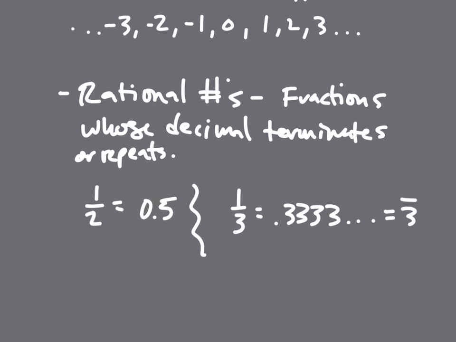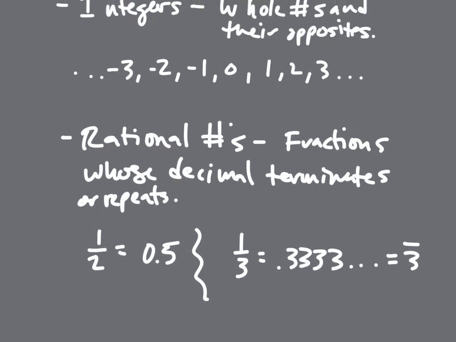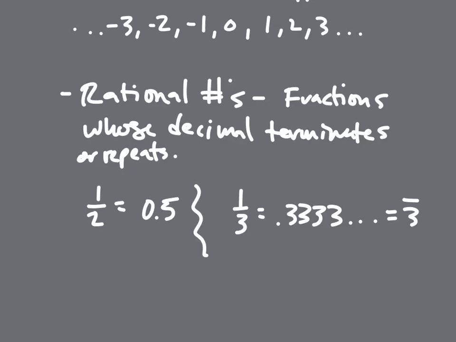Now, one thing to consider here is that every integer is also a rational number. If I write the number, say, -3/1, well, that's simply -3.0, and that decimal terminates. So I can write any number as a fraction, but we have to make sure the decimal terminates or repeats.